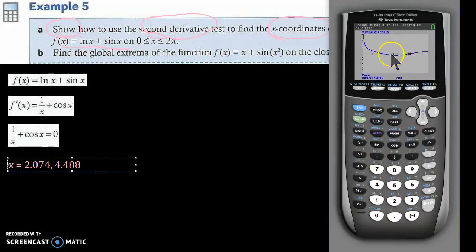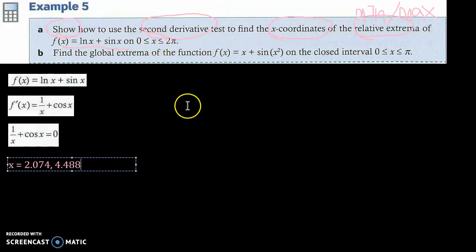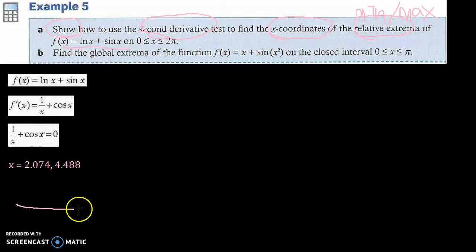Between the two zeros, my f prime is negative, which implies that my f of x is decreasing. And after my second zero, 4.488, my f prime is positive, which implies that my f of x is increasing. So what I can do now is make a sketch.